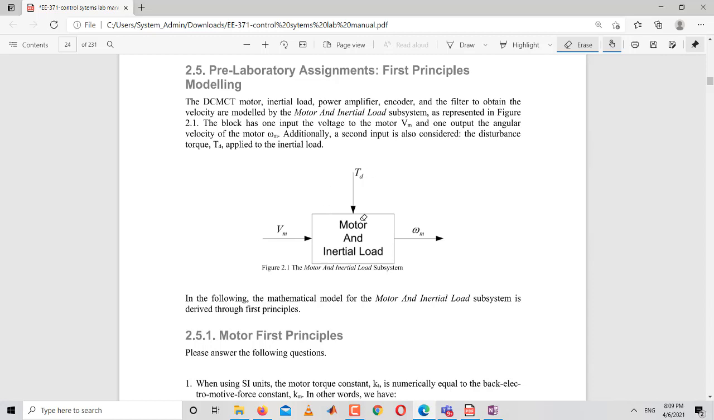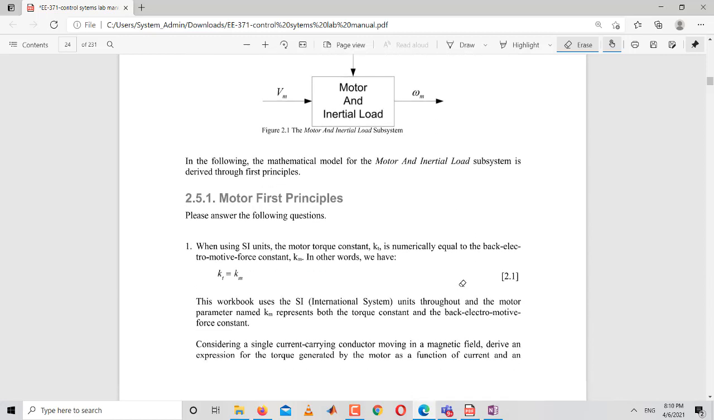Then there is another input, that is the disturbance created by hand or a pen or any object to create hindrance in the movement of the disc. So this is also an input, tau d, and output is omega m. Omega m is the angular velocity, right? So this is the mathematical model for the motor and inertial load. Now we have to derive the expression by some mathematics.